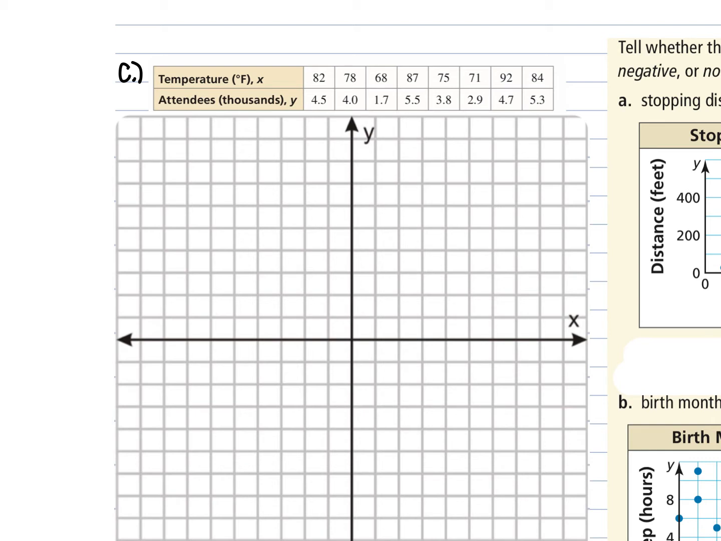So when we're graphing ourselves, I want you to label your axes. So the x-axis, which is this one down here, what should we label the x-axis based on what's in the table? Temperature, right? So we're going to label it temperature. And my y-axis should be labeled attendees, okay? Attendees. And it's in thousands, so let's put that in there.